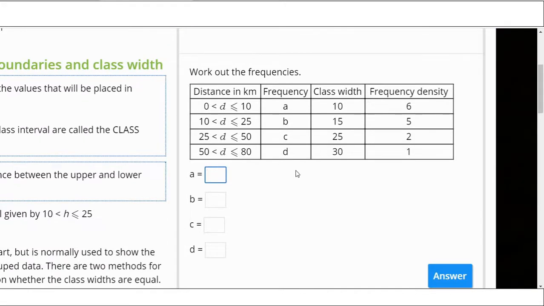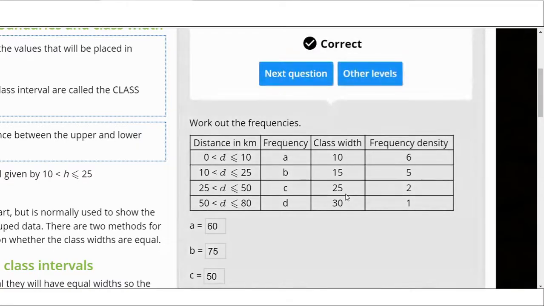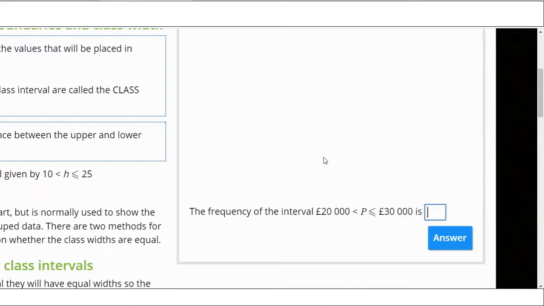Okay. Work out the frequencies. Okay, again, to find the frequencies, you need to multiply. So A, 10 by 6, 60. B, 15 by 5, 75. C, 25 by 2, 50, and D, 30 by 1. So 30. Answer. Correct again. So last two questions.